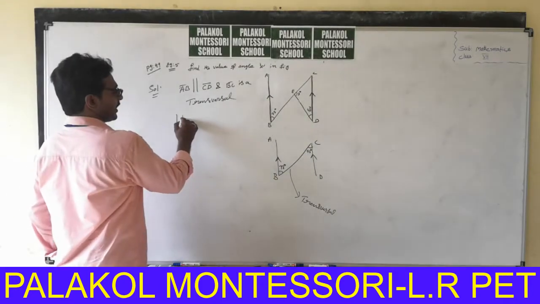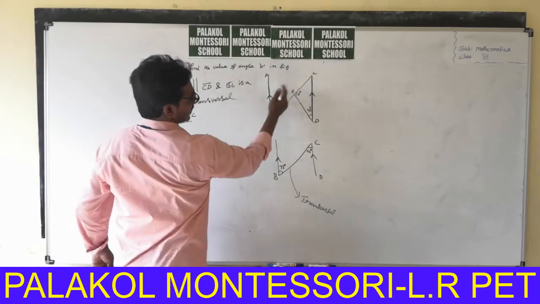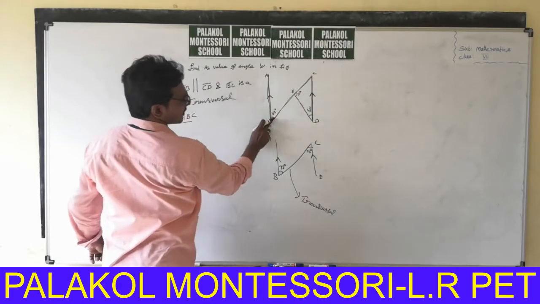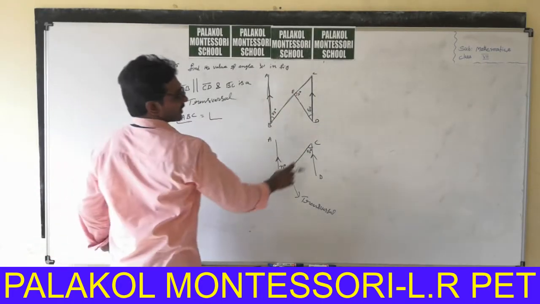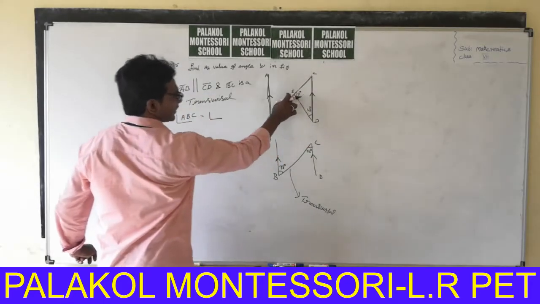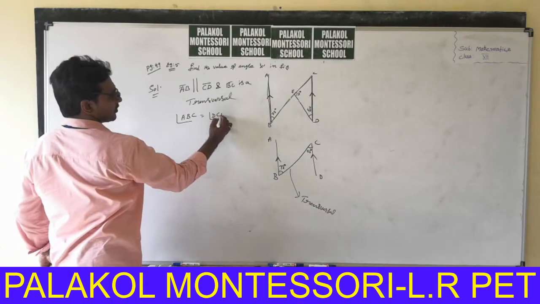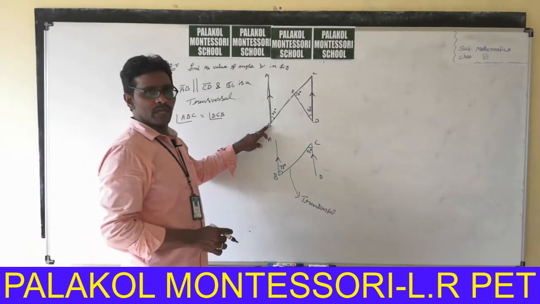Angle ABC, angle ABC here is equal to angle DCB. Simply write angle B.